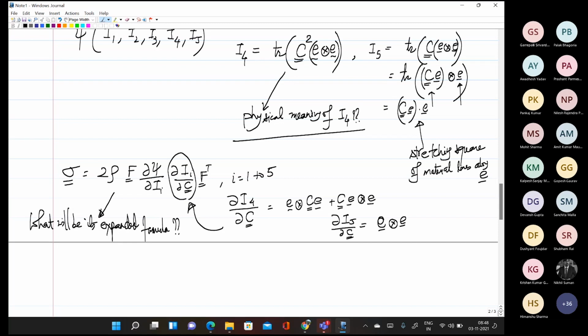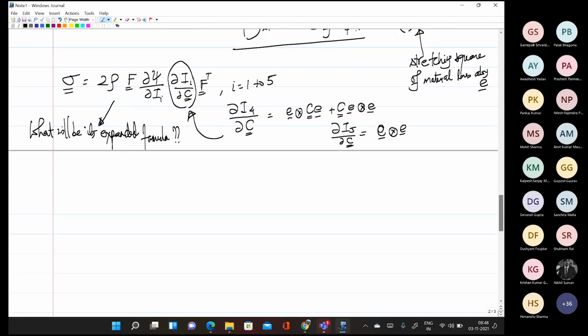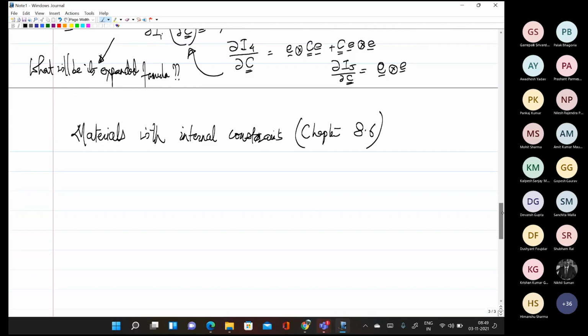Okay. So let me proceed further and talk about how the constitutive function will look if you have a constraint in the material. So this topic is called materials with internal constraint. And this is discussed in chapter 8.6 of the book.